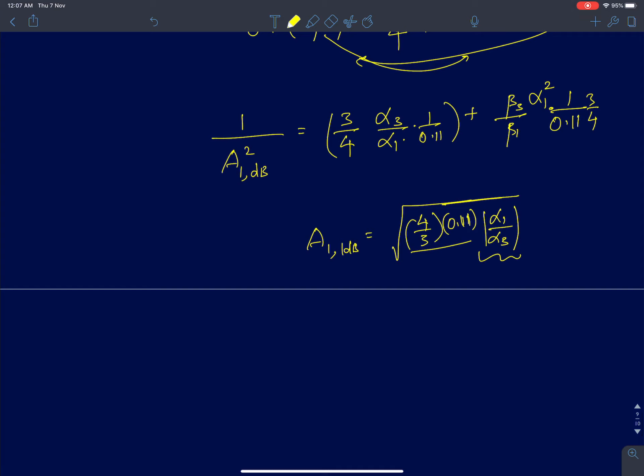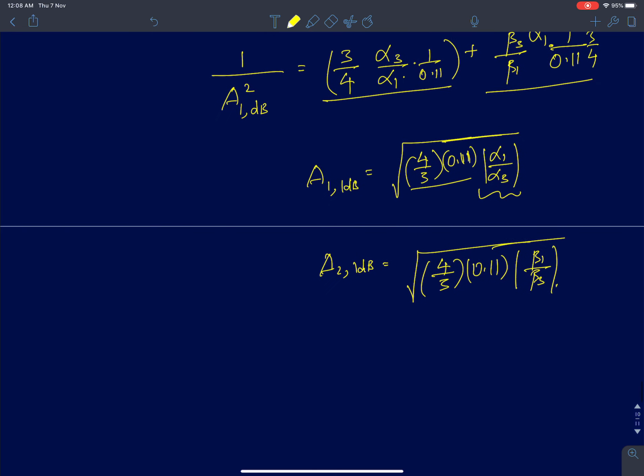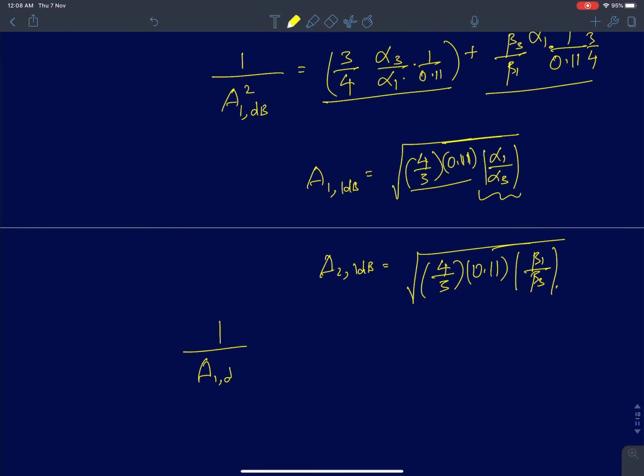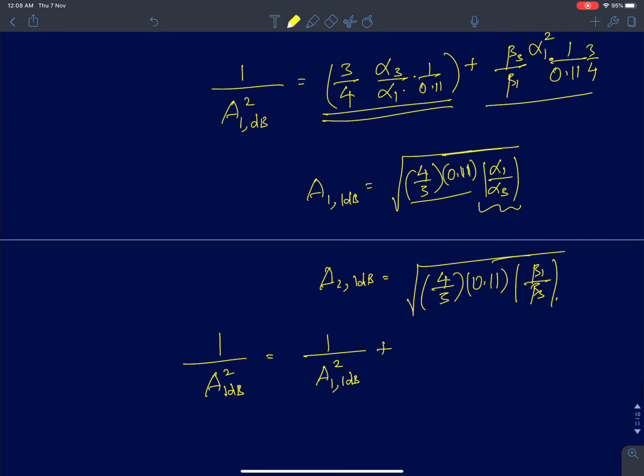dB. And a2 1 dB, the 1 dB compression point of the second stage, will similarly be 4 by 3 into 0.11 into mod of beta 1 by beta 3. That's for the second stage. Now I'll look at this expression. It's nothing but 1 by a 1 dB square. The 1 dB compression point for the overall cascade is simply 1 by the first stage 1 dB compression point square, because there is no square root here, plus alpha 1 square by the second stage 1 dB compression point square.